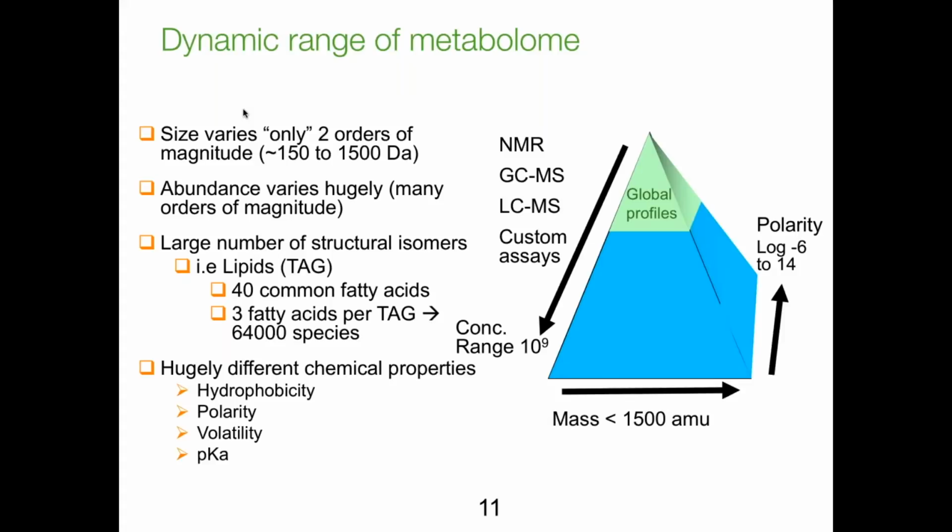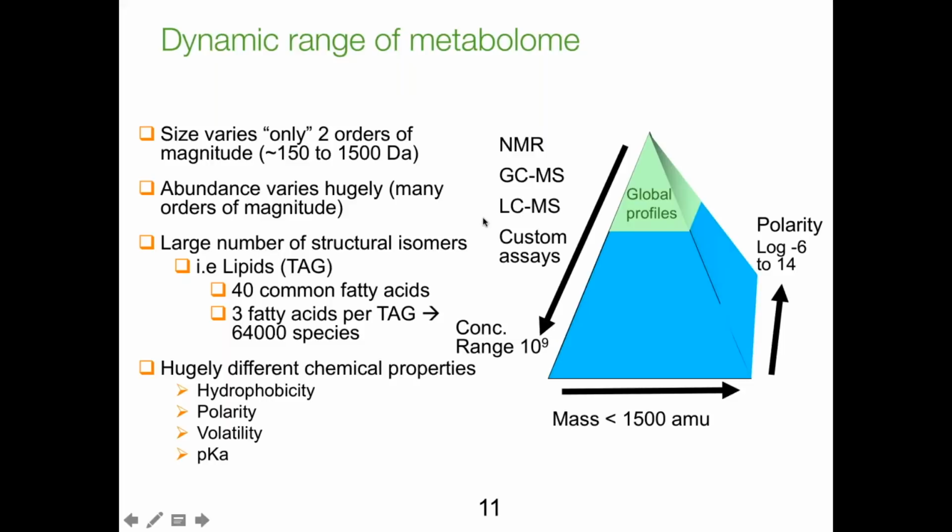Again, there are differences in terms of chemical properties. Some metabolites are more hydrophobic, some are more polar, some are more volatile, and there's a whole range in pKa and in the pH they can cope with. Even analytical techniques are highlighted here in terms of sensitivity. At the top of the pyramid are mostly larger molecules and highly concentrated ones, and at the bottom you get to lower concentrations and a different range.